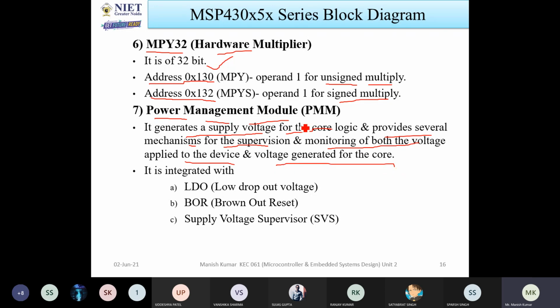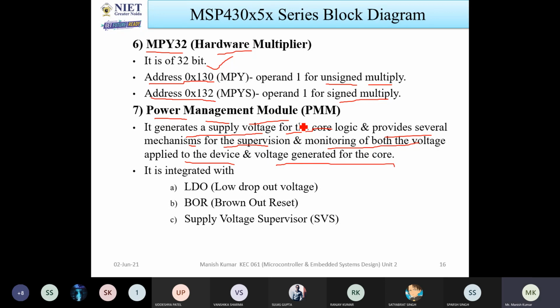This module is responsible for generating a supply voltage for the core logic. What is the meaning of core logic? It means, directly, the CPU. And it also provides a mechanism to supervise and monitor that value.